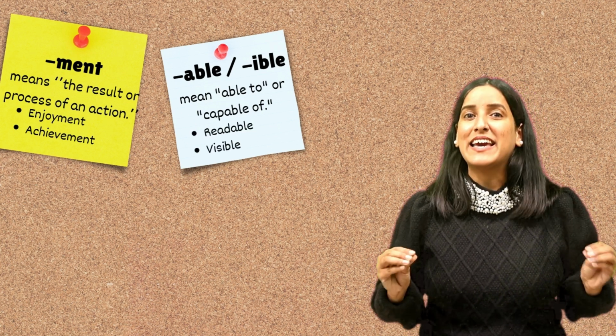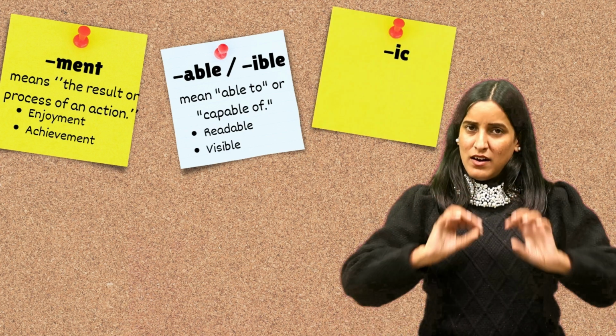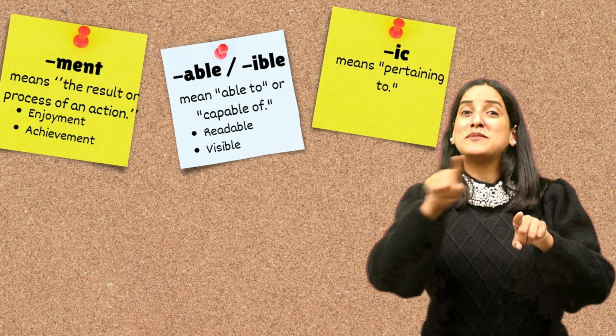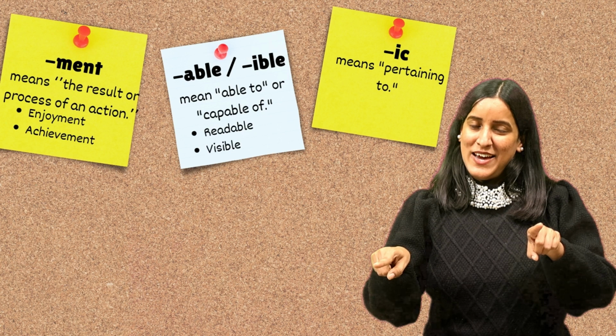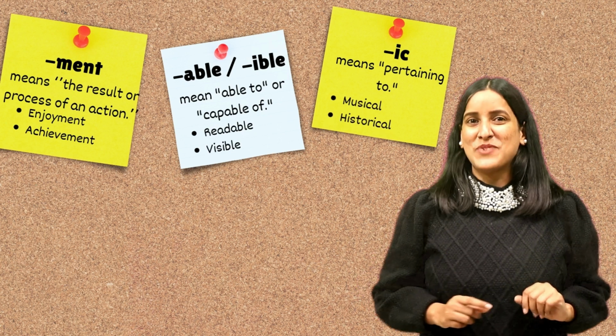The next one is ic. Now this suffix turns nouns into adjectives, often meaning having or pertaining to, like music becomes musical, related to music. History becomes historical, which means of course related to history, right?